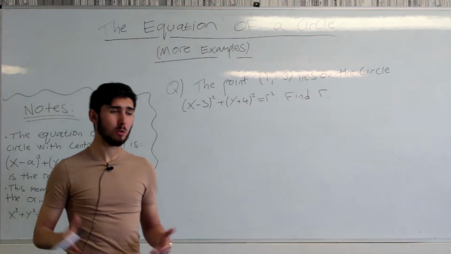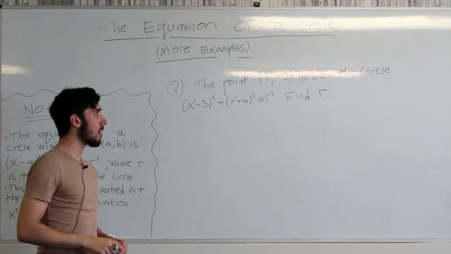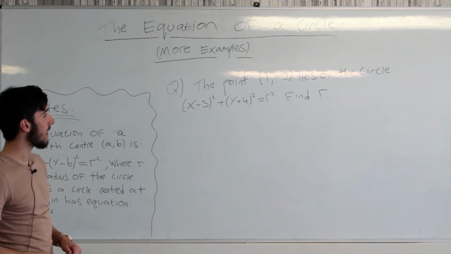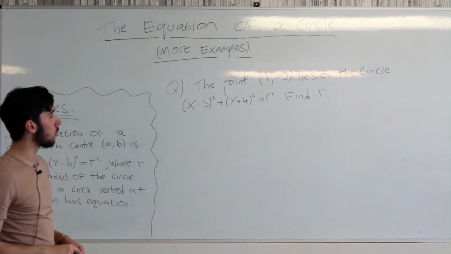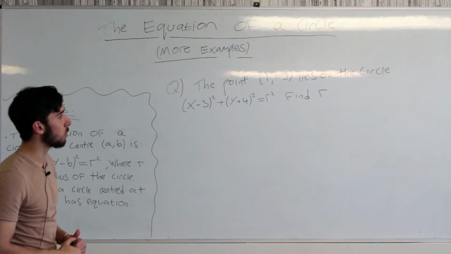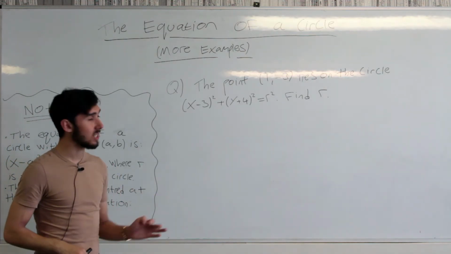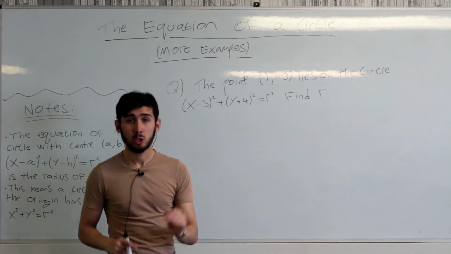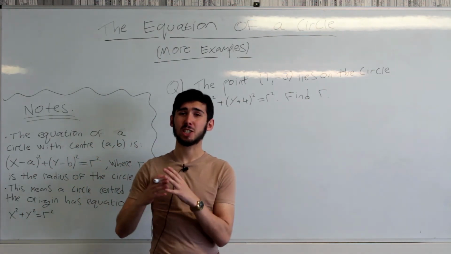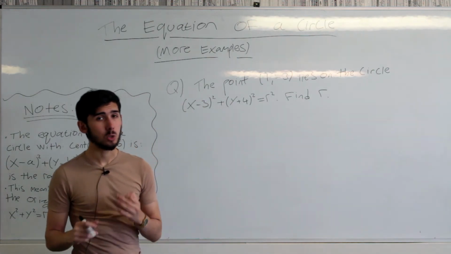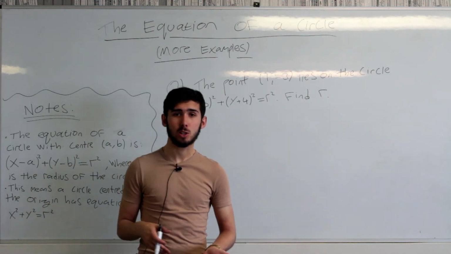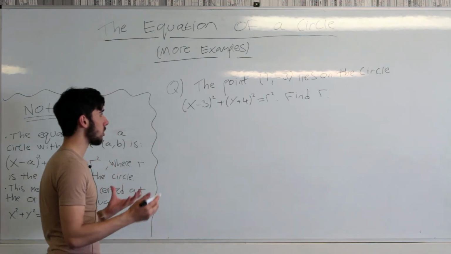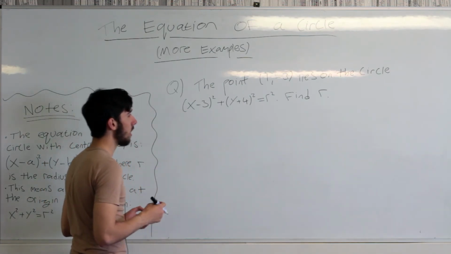Okay guys, so we've got another example here. The point 1, minus 3 lies on the circle x minus 3 squared plus y plus 4 squared equals r squared. This time it is indeed asking us to find the value of r, not to find the equation of the circle. It doesn't actually want that, it wants the value of r. So whenever we find r squared, we will need to square root this time. So let's just jump straight in. Let's use the previous method.